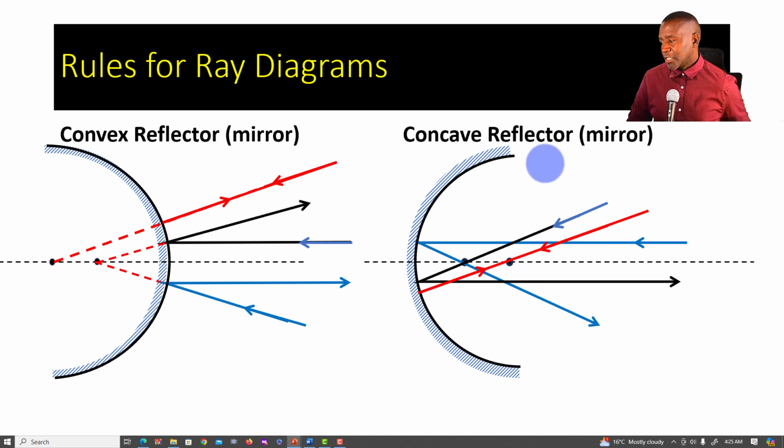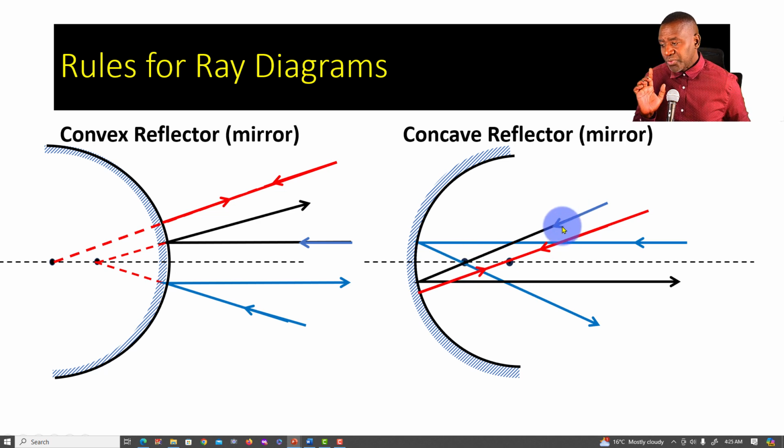Which is the first rule? We have just seen, if it is, for example, a concave mirror, we have a ray of light which is close to the principal axis and parallel to it. It will be reflected through the principal focus. So this blue line shows that first rule as applied to concave mirrors. So a ray of light which is parallel to the principal axis and close to it is reflected through the principal focus.